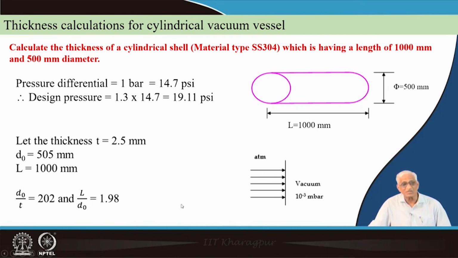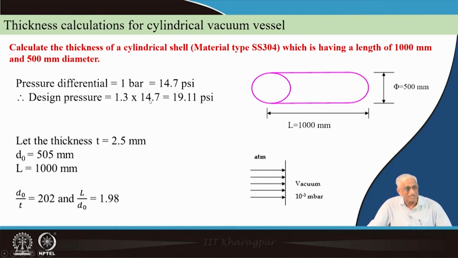In our present case, it will be 505 by 2.5, that will go to 202. L by D naught is 1.98, roughly 2. Since we are taking D naught, it is coming out as 1.98. And this chamber is exposed to vacuum inside and outside, of course, natural atmosphere 1 bar. So the pressure differential will be 14.7 psa or 1 bar.